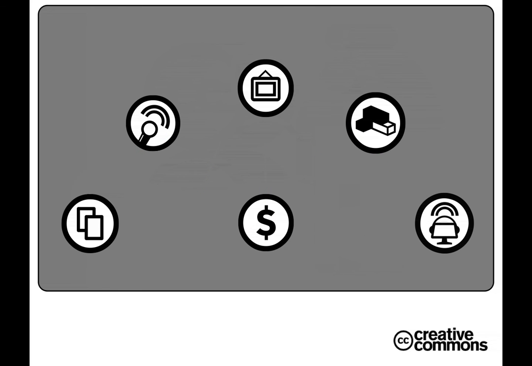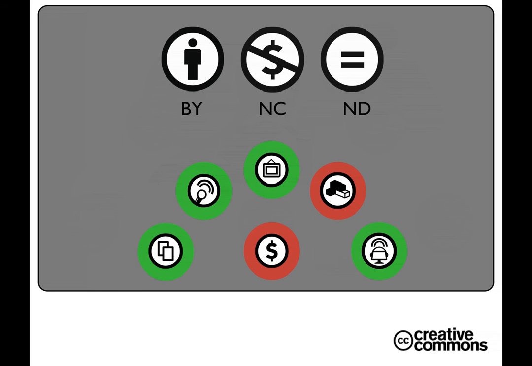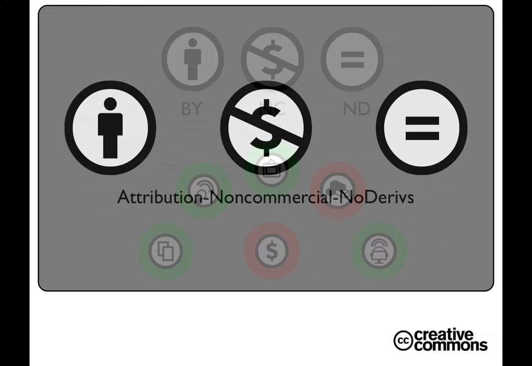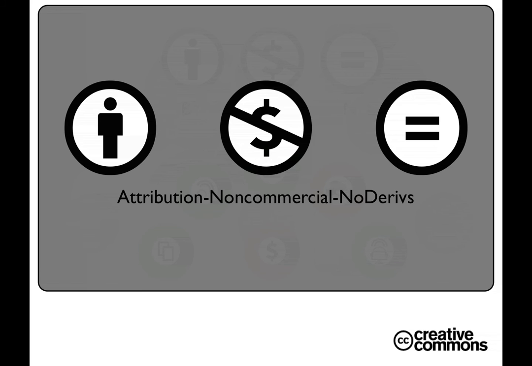So, for example, if this is again the string of icons that represents copyright law, then here's how that string gets modified by one of our six core licenses, our Attribution Non-Commercial No Derivs license. This CC license gives the world the freedom to do certain things with a creative work without the need to ask the copyright owner first. A CC license doesn't change fair use. But in addition to that freedom, this license gives everyone in the world the freedom to copy, distribute, publicly perform, display, and digitally publicly perform the work, as long as these things aren't being done for commercial purposes.